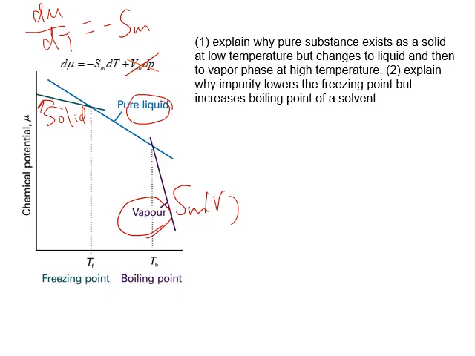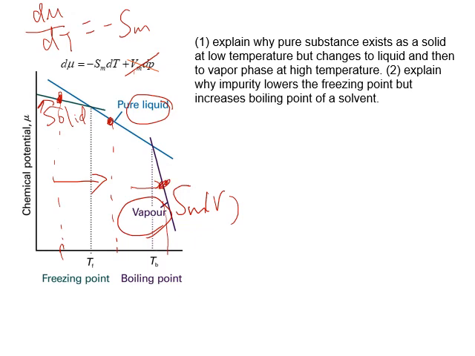Okay, and at low temperature, for example, here, the most stable phase is the phase with the lowest chemical potential. That's the solid. So this tells you solid is the most stable phase because it has the lowest chemical potential at a low temperature. When you increase temperature, for example, to here, you can see the liquid becomes the most stable phase because liquid has the lowest chemical potential. When you increase temperature further, eventually the gas phase becomes the most stable phase.